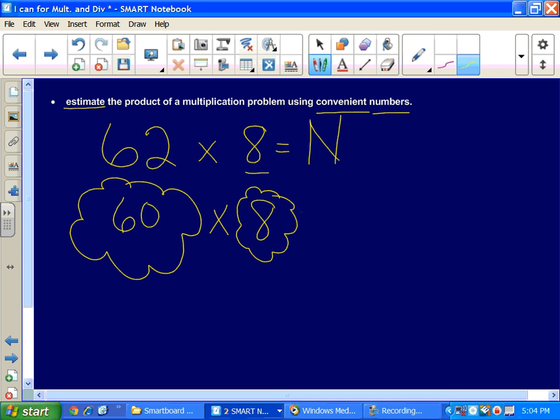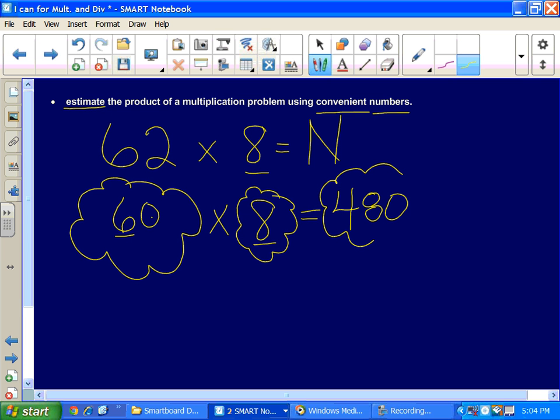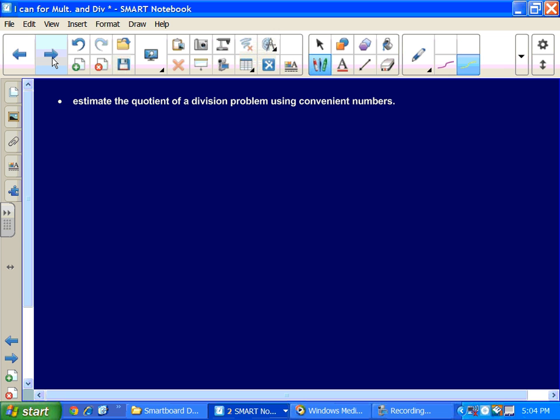So now I can solve this because this is multiplying with multiples of 10. So all I need to do is ignore the 0, multiply the digits that aren't 0. 6 times 8 is 48. How many zeros in my factors? Only 1. So I'll put 1 behind it. So the estimate for this multiplication problem is 480. All right, let's go right on.